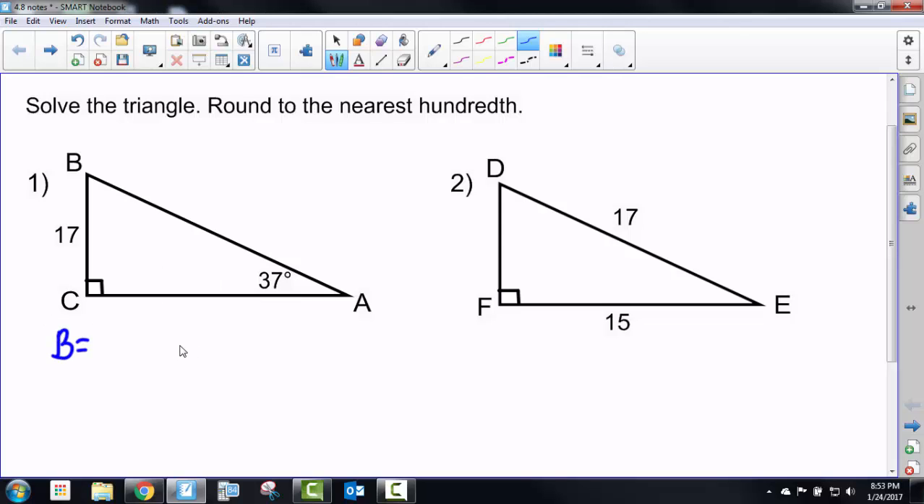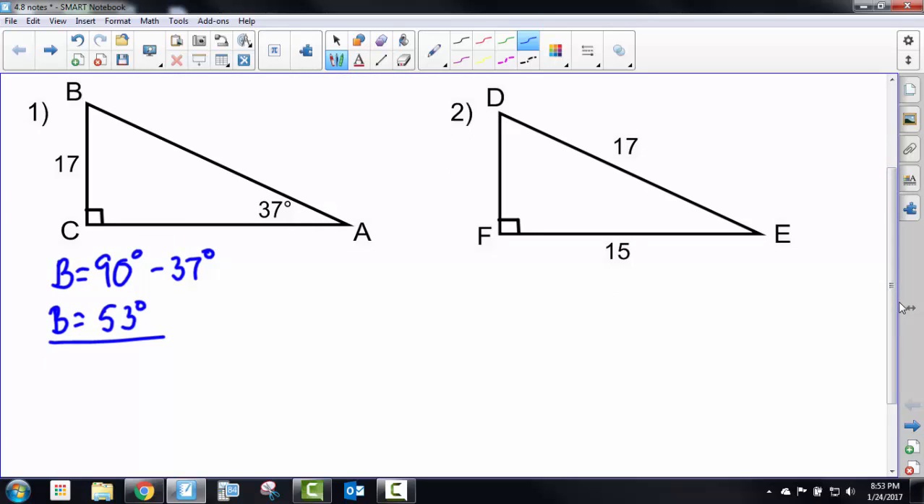We know that angle B is the rest of the 180 degrees for the triangle, or even simpler, if you just look at the two acute angles, you know they have to sum to exactly 90. So angle B here would be 53 degrees. That's pretty fast to find. Now what we're missing are the two side lengths, of course. And so I'm going to start by finding side b.